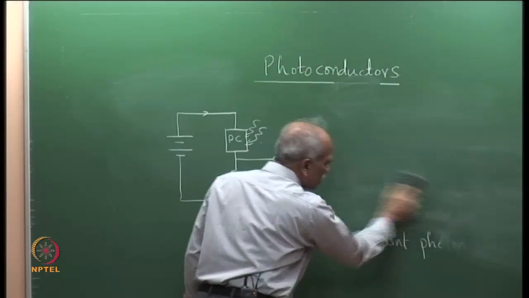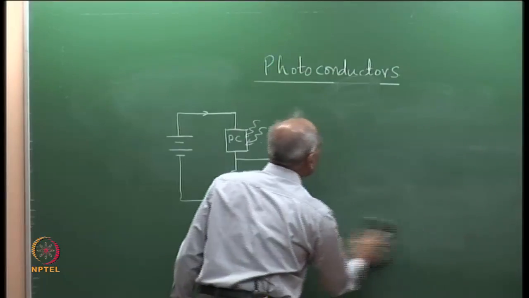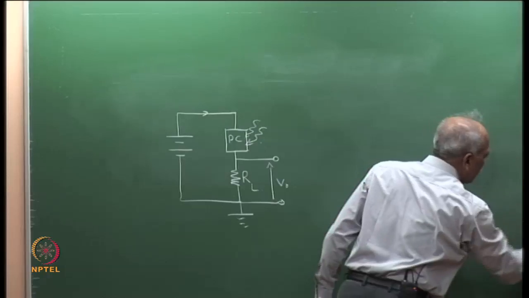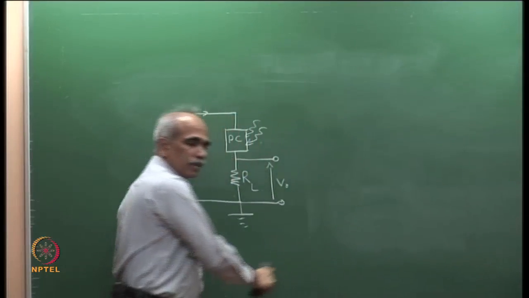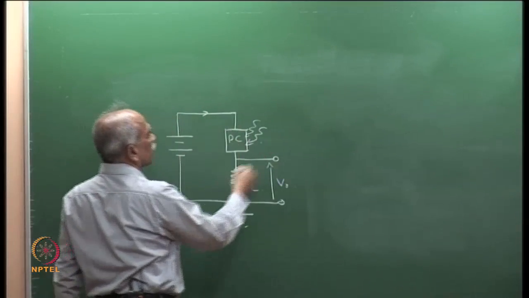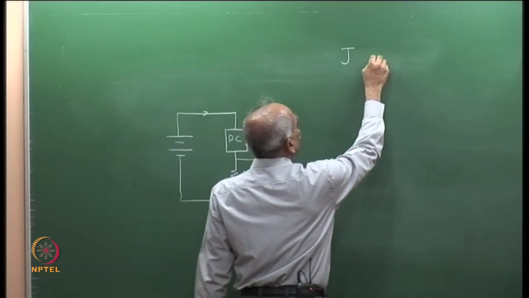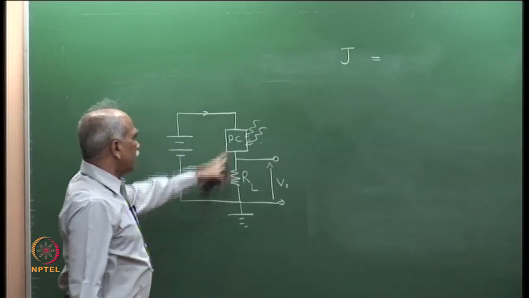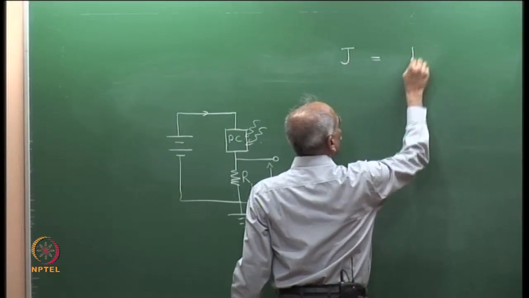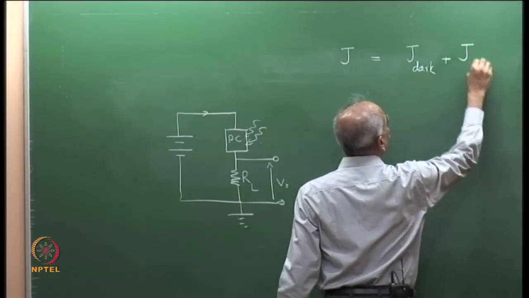It is one of the simplest detectors, and it is a detector which has a gain, as we will see. So, let us see the responsivity of the photoconductor. How do we go about this? There is a change in conductivity. Therefore, if J is the current density through the photoconductor, then J comprises two components: J dark plus J photo.